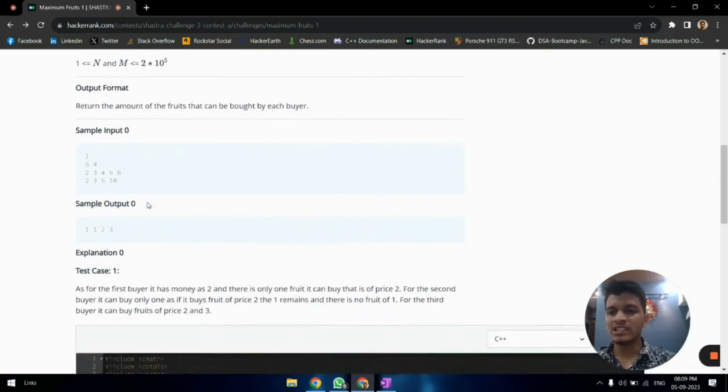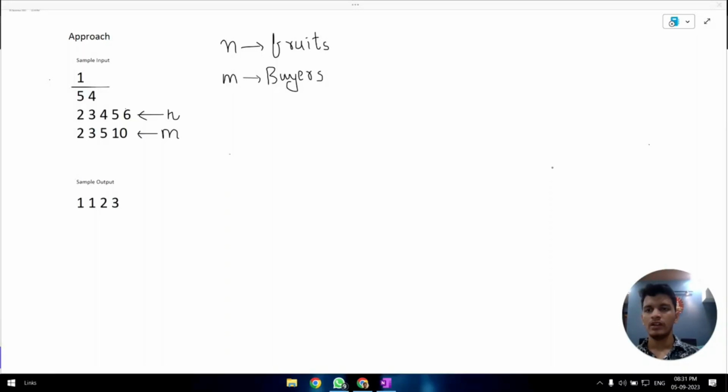Now let us understand the test cases of this problem. With the help of the test case given here, let us understand the approach. In the first test case, it is given 5 and 4. 5 is the size of the array which has the fruits, and 4 is the size of the array which says about the amount of money that the buyer has.